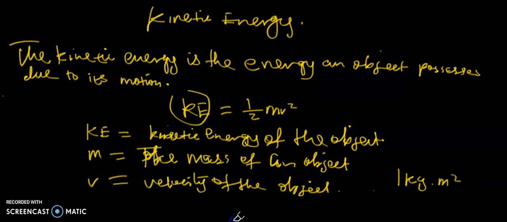An example of kinetic energy would be a semi-truck traveling down the road. That semi-truck has more kinetic energy than a car traveling at the same speed, because the truck's mass is much more than the car's.